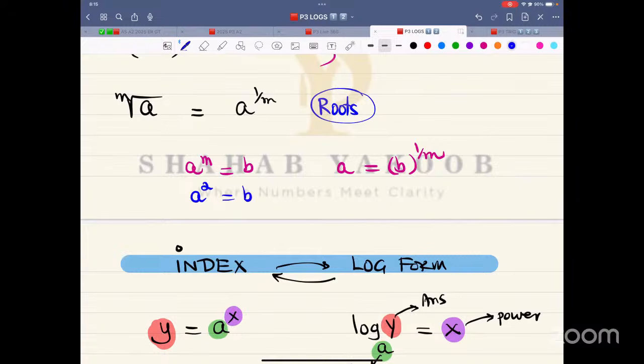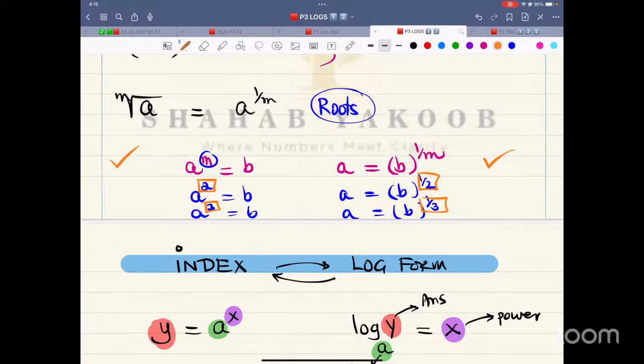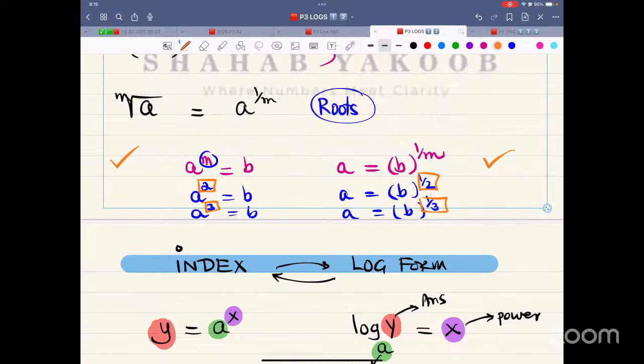If a square is equal to b, a is the square root of b. If a cube is equal to b, a is the cube root of b. So now just apply the same principle. Basically, this is about the reciprocal. 2 becomes half. 3 becomes 1/3. And this is also very, very important. Got the idea? Okay.